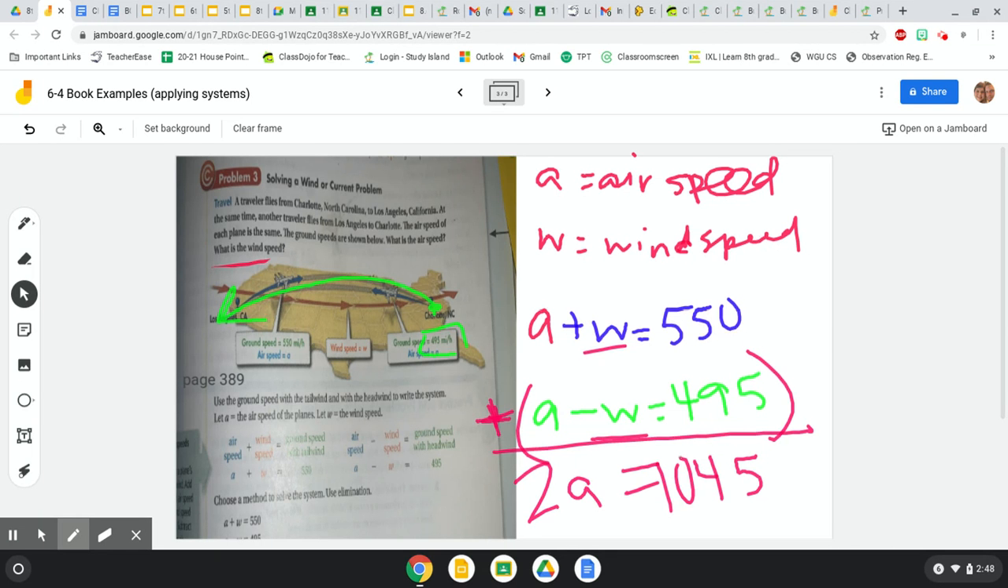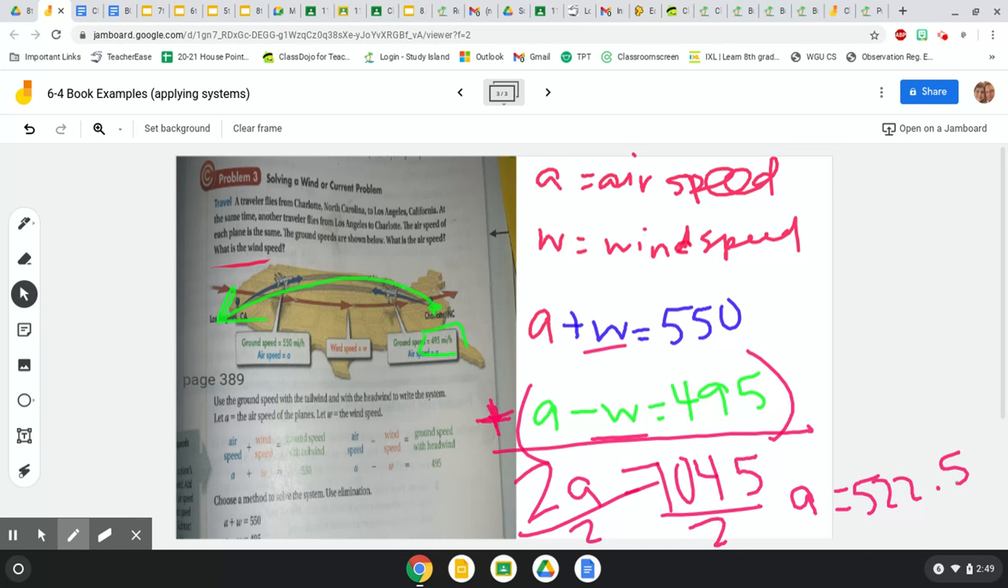At this point, I have just a one-step equation. I can divide by 2, giving me the airspeed of whatever that is divided by 2. 1045 divided by 2. So 522 and a half.